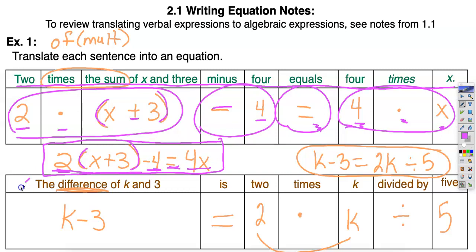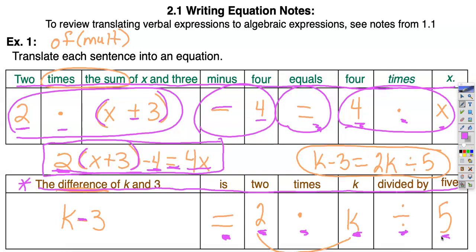So the next section is this one here where it says the difference of k and 3 is 2 times k divided by 5. So the difference of k and 3 means to subtract. So we have k minus 3. Is means equal. 2 is obviously 2 times, we just put a dot there. K would stay k, division symbol, and then 5.